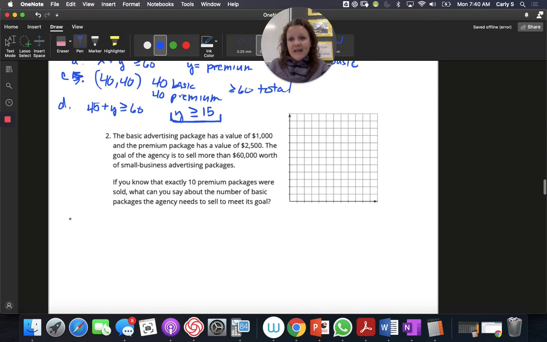Okay, the basic advertising package has a value of $1,000. And the premium package has a value of $2,500. The goal of the agency is to sell more than 60,000 worth of small business advertising packages. Okay, so there's our nice equation. X is still basic, Y is still premium. Let's graph it. This one's a little bit ickier.